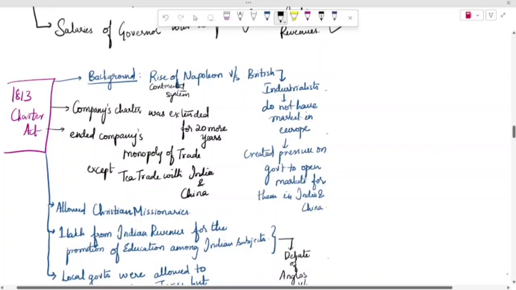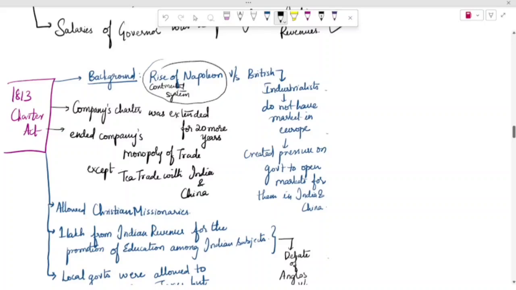So, when it comes to the background of this act, there was Napoleon in Europe, and he had made something called the Continental System. In this Continental System, none of the countries belonging to it should do trade with the British. It means that trade with the British was banned by Napoleon. And Britain was in the last phase of industrialization. It means that many products might have been brought into the market by industrialists, but they were not sold.